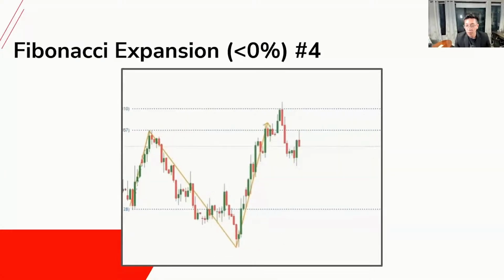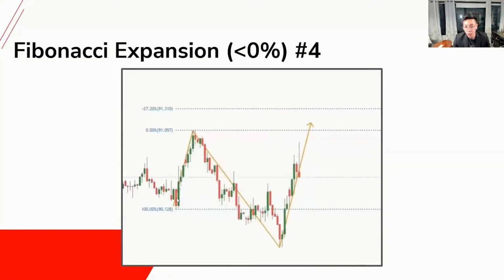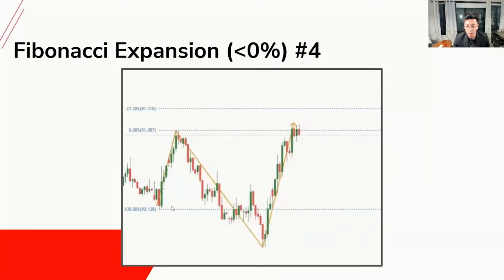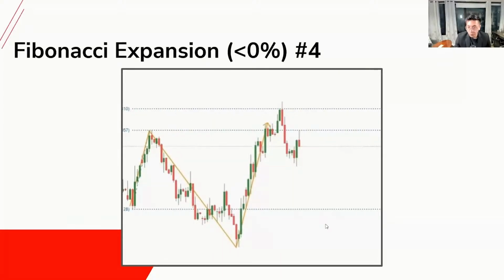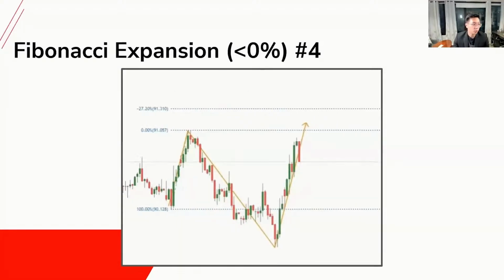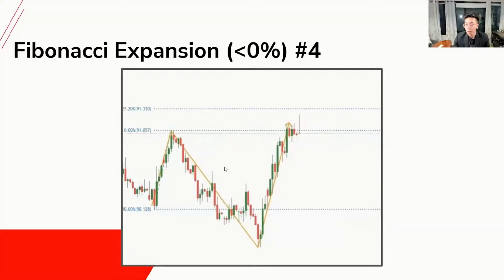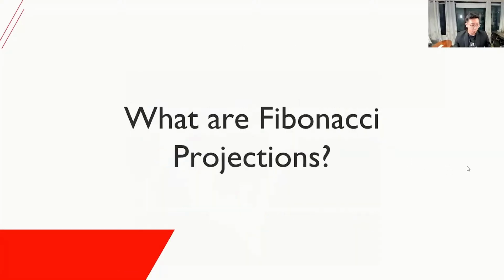Okay, so this is an exception whereby it actually retraced more than 100% of this Fibo trend line, came all the way back up, and reacted off this negative 27.2 expansion level.